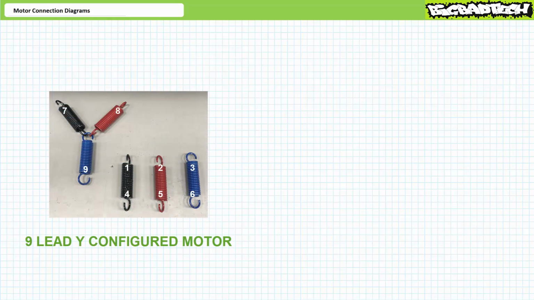Consider a 9-lead Y-configured motor consisting of 6 windings, 3 independent and isolated with both ends accessible, and 3 permanently bonded together in a Y configuration with only one ending of each winding accessible. Windings 1, 4, 2, 5, and 3, 6 can be positioned as needed, whereas windings 7, 8, and 9 are a conjoined set of 3.